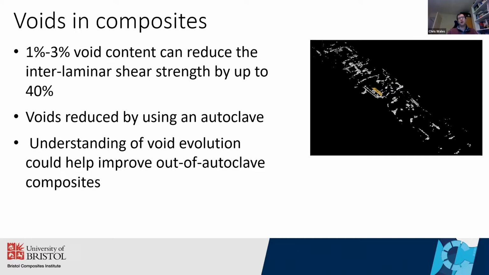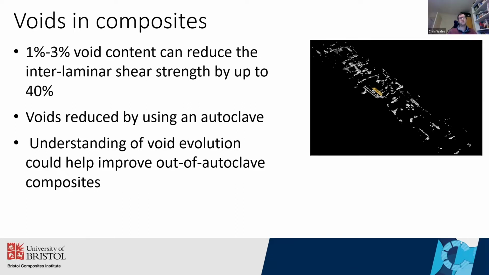Typically the best way of reducing the void content in composites manufacture is to use an autoclave. The resin is cured under high pressure, and this helps reduce the void formation. But this is an expensive way of doing it, and it's also trickier curing larger parts in an autoclave. So ideally we would want to do out of autoclave composite processing, but these typically end up with a higher void content.